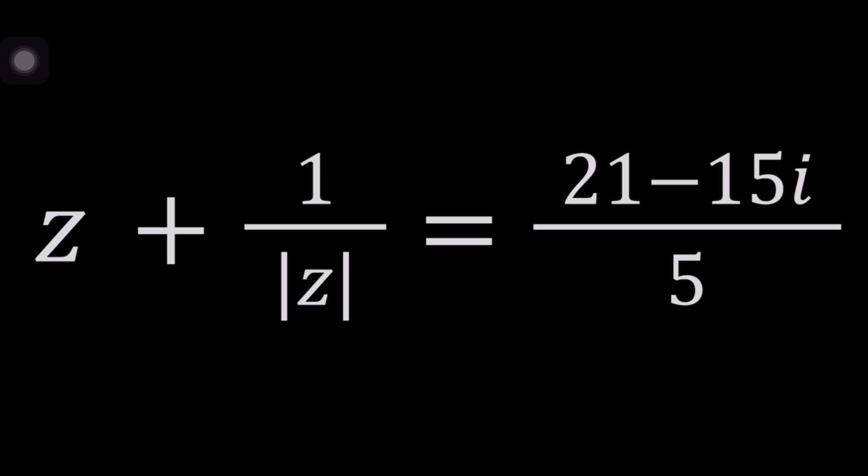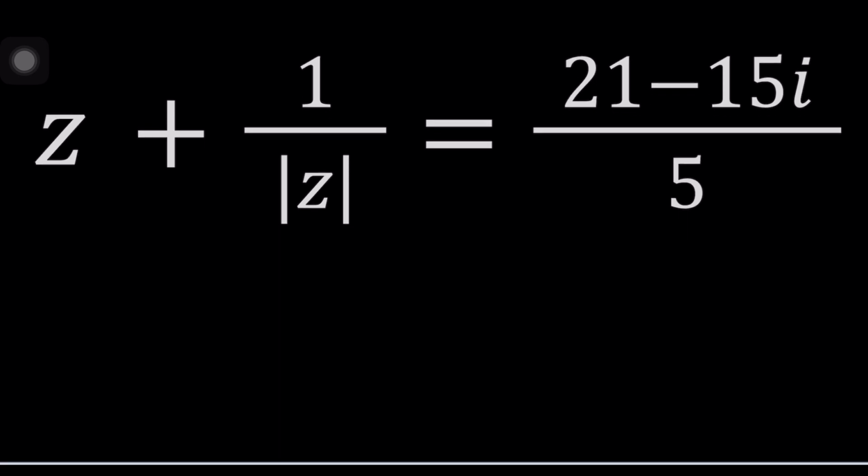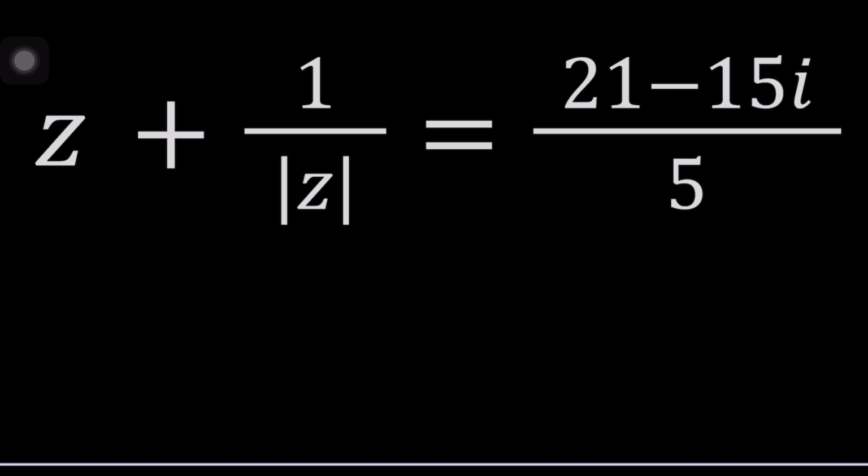I know we've done something like z plus absolute value, but this time we have the reciprocal. So does that count as a different problem? I hope it does. Anyway, so here's what we have. How do we solve these kinds of problems? If you have z and z bar in an equation, which is the complex conjugate.